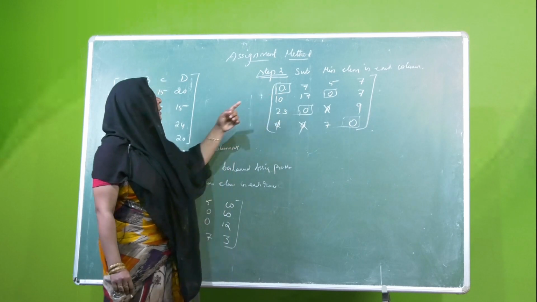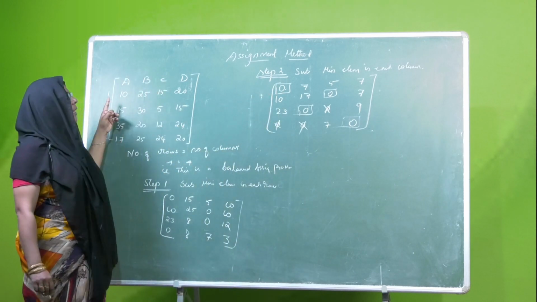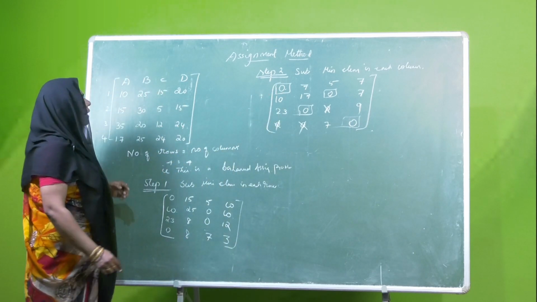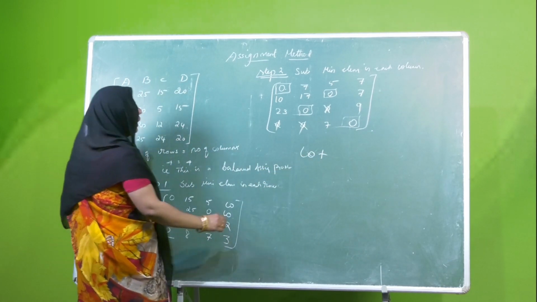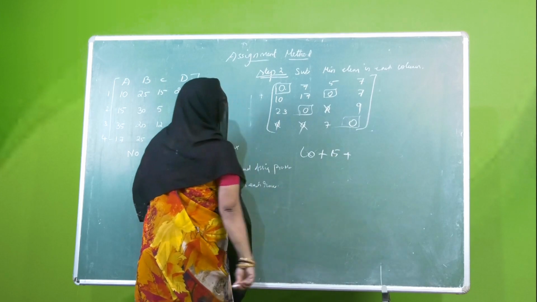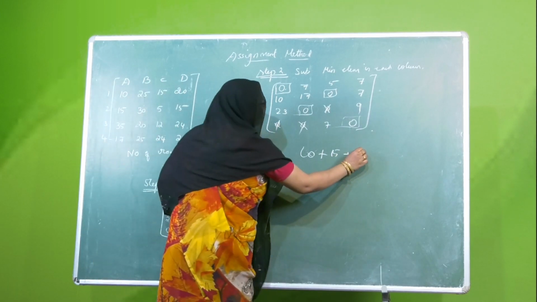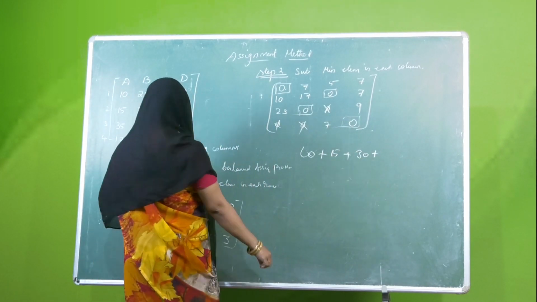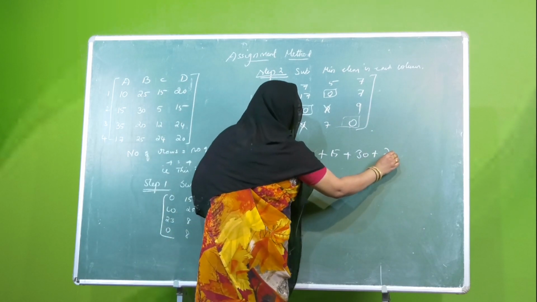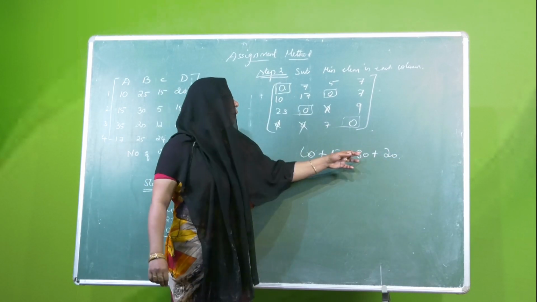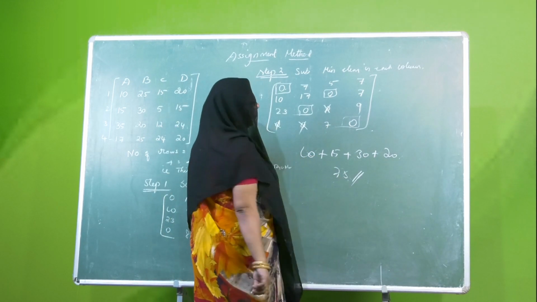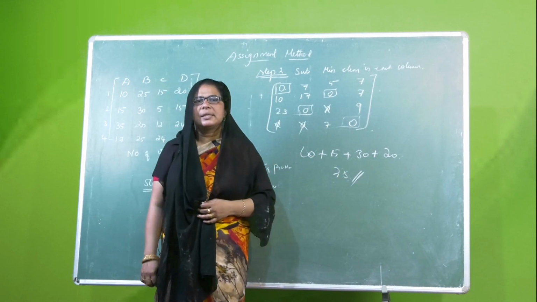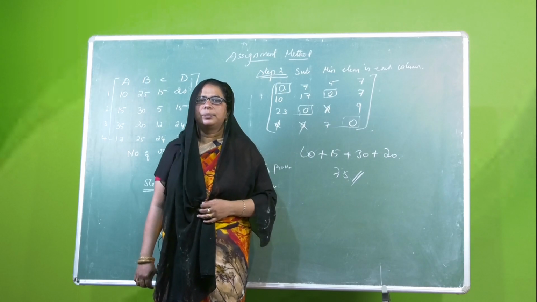So, in the question, the corresponding zeros, what are the values? 10 plus 15 plus 30 plus 20. So, what is the answer? 50, 60, 75. 50, 60, 75 is the answer.